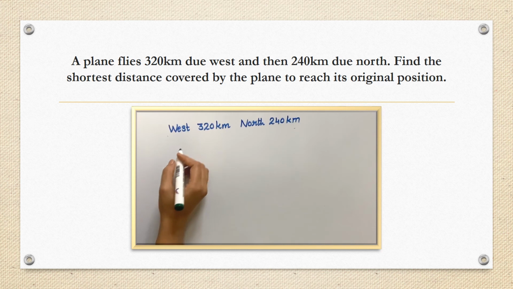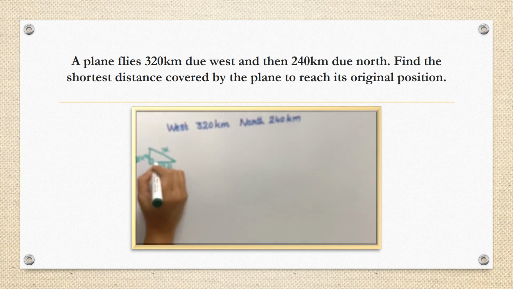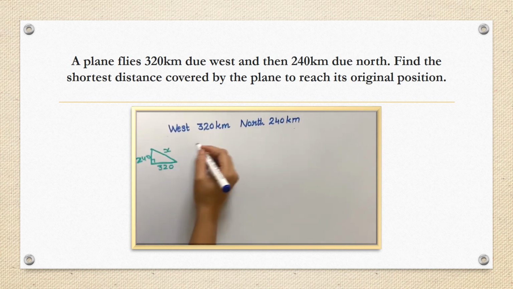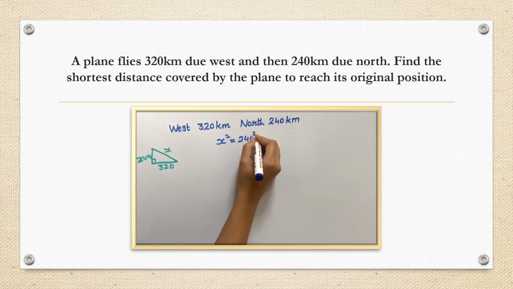A flight travels 320 km west and then 240 km north. Find the distance from here to the original position. So this is 320 west first, then 240 towards north. Then we have to find the measurement from here to the original position. You can see the hypotenuse is missing here. To find the hypotenuse, x square is equal to the leg squares, 240 square plus 320 square.